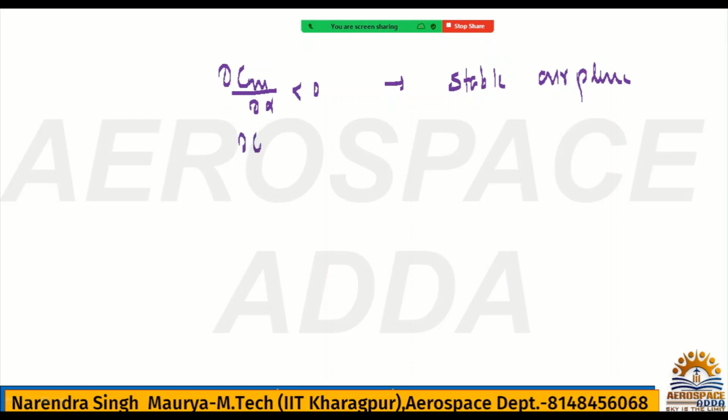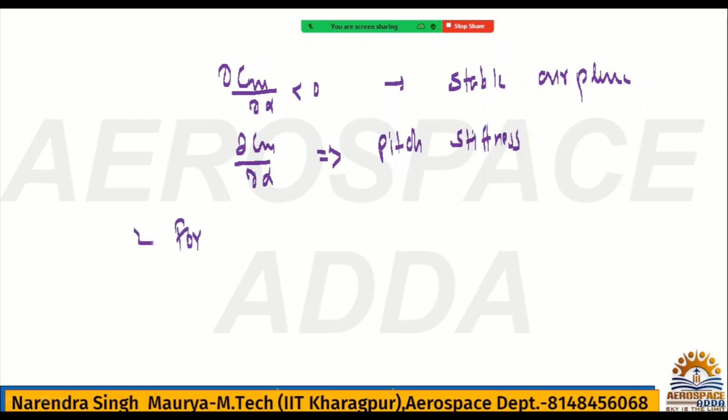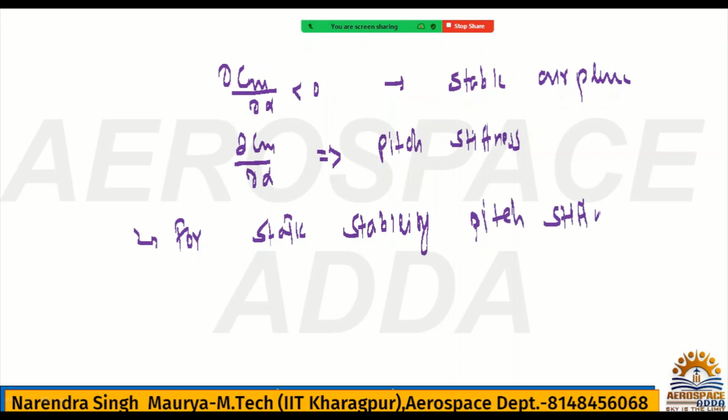This ∂Cm/∂α is also called pitch stiffness. So for static stability, this is the single marks question, this is the note point, you make it: for static stability, pitch stiffness must be negative.